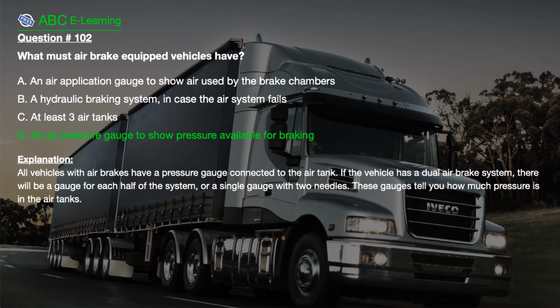The correct answer here is D. An air pressure gauge to show pressure available for braking. Explanation: All vehicles with air brakes have a pressure gauge connected to the air tank. If the vehicle has a dual air brake system, there will be a gauge for each half of the system, or a single gauge with 2 needles. These gauges tell you how much pressure is in the air tanks.